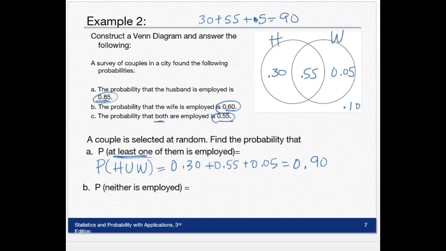Okay? B says neither is employed. Look at that. The neither is employed is this piece outside both of those circles. So that's just 10%. Easy enough. Venn diagrams are very helpful. You just got to know how to construct them, and then it becomes pretty simple.